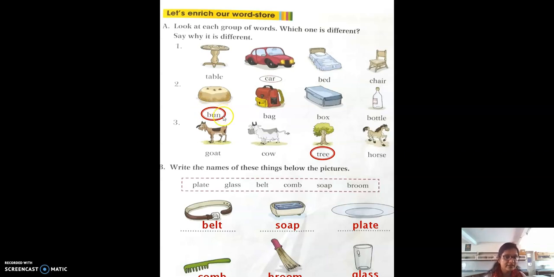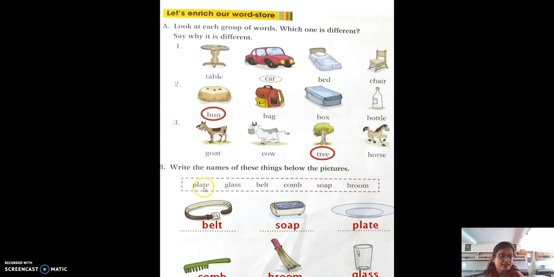Please circle it. Now coming to the third part, where the 4 pictures are of goat, cow, tree, horse. Now, what is different in this? It is very obvious that tree is different, and you are going to circle it. And why? Because goat, cow and horse are animals, but tree is not an animal. So you are going to circle tree. Okay, done? Now, moving to the B exercise.